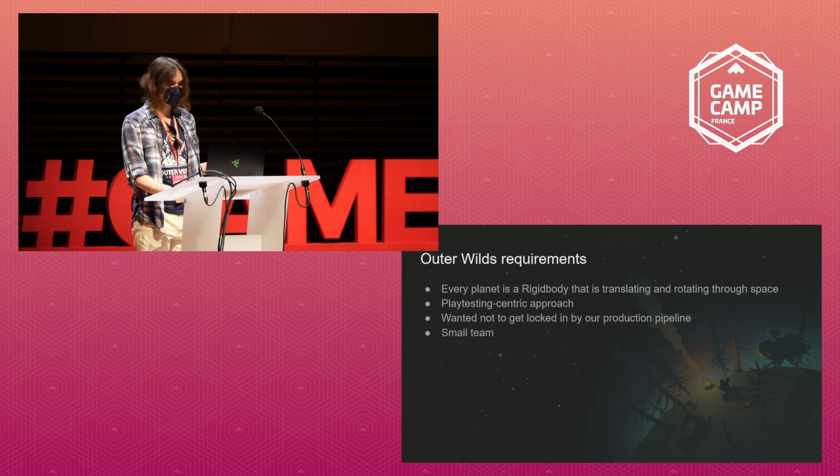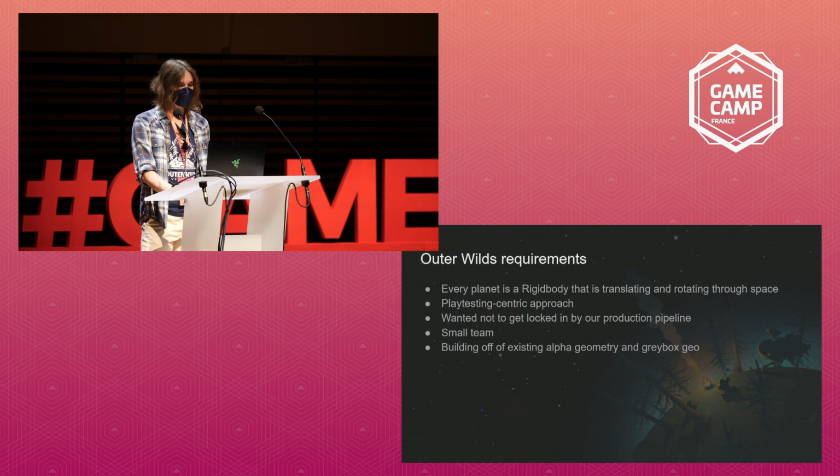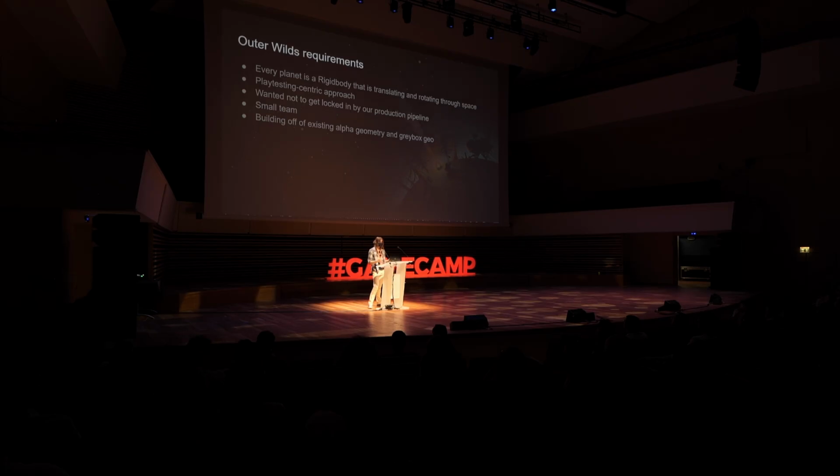We had a small team. We are 11 people right now. We were maybe about 15 at the peak of Outer Wilds production with some external contractors beyond that. So people needed to be spending their time on the important questions and decisions and not busy work. And we were also building off of existing alpha geometry. There was an alpha of Outer Wilds that won IGF in 2015. The level design method for that was established as sort of jamming out geometry in Maya, and so we needed to be able to work off of that and respond to changes at that level.